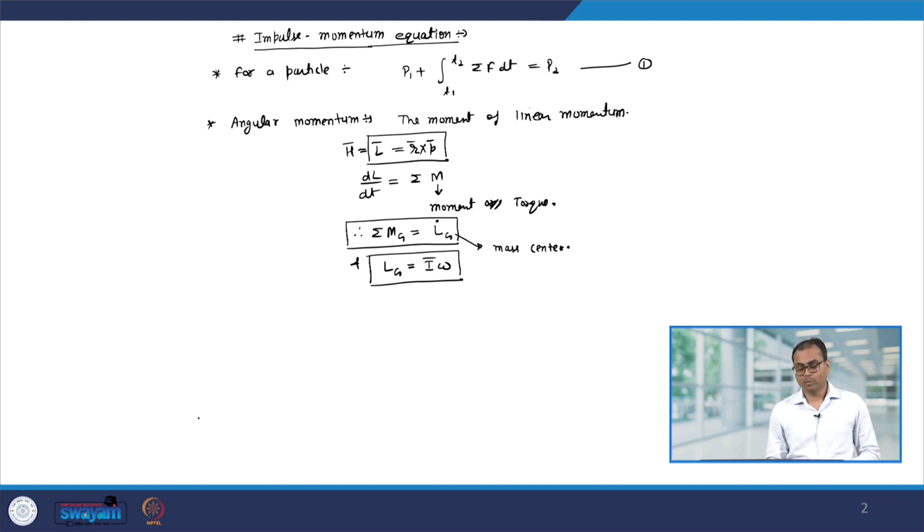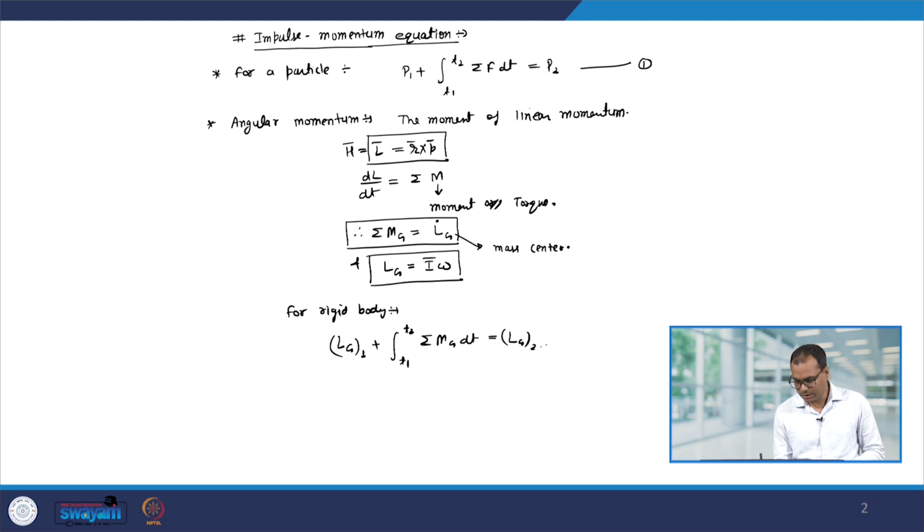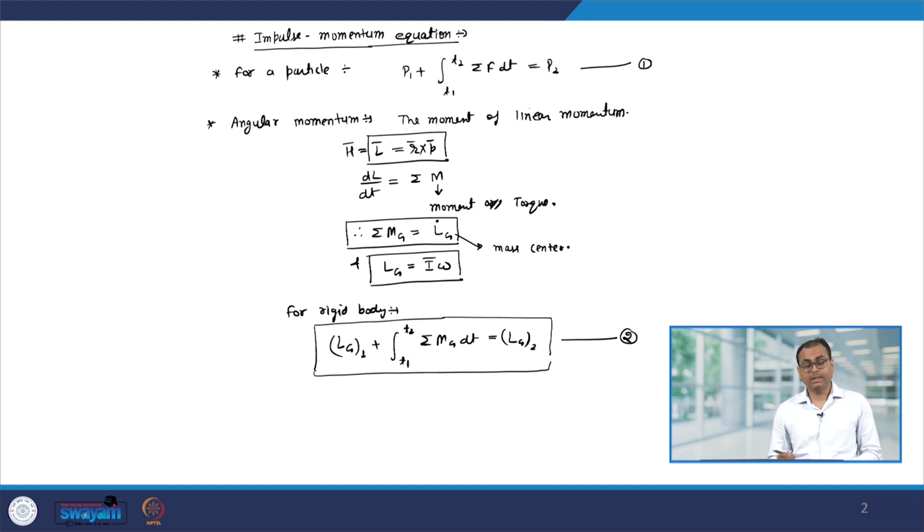Then, similar to the impulse momentum equation for the particle, we have the impulse momentum equation for the rigid body, and it is given by L_G1 plus the integral from T1 to T2 of summation M_G dt equal to L_G2. Here L_G1 is the initial angular momentum of the rigid body about the mass center, the integral of M_G dt is the external angular impulse, and L_G2 is the final angular momentum again about G.